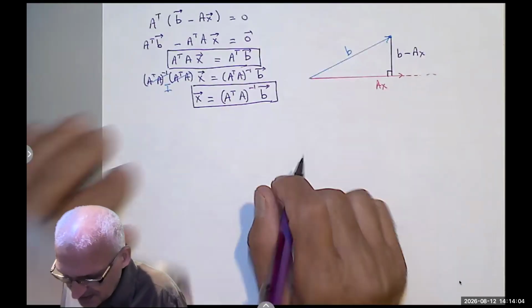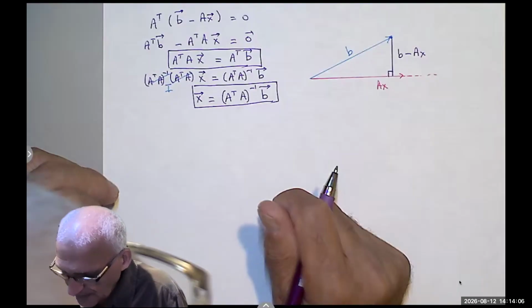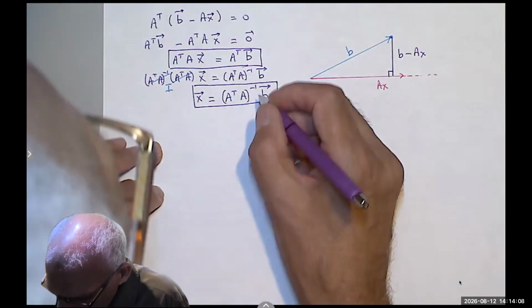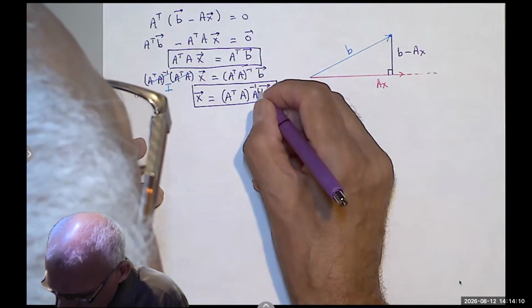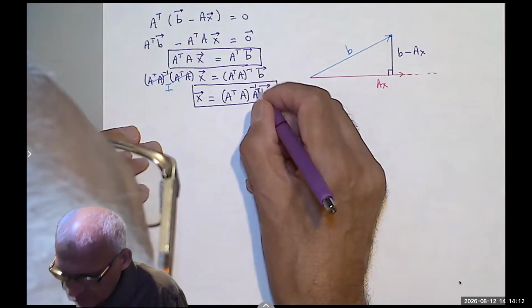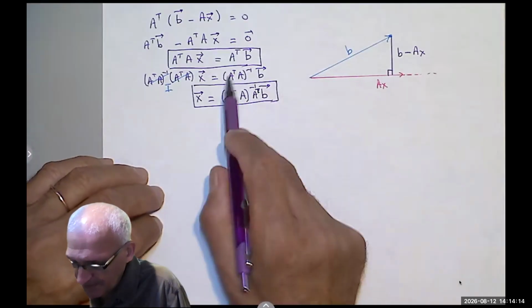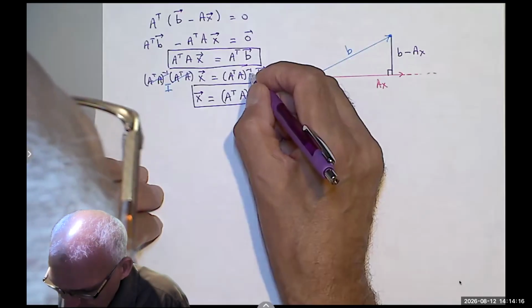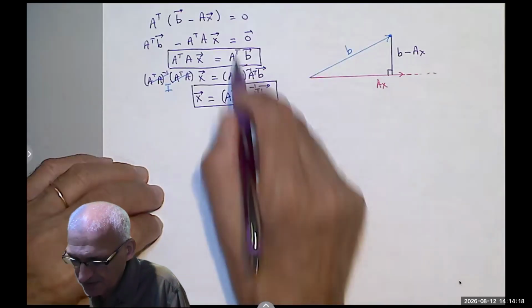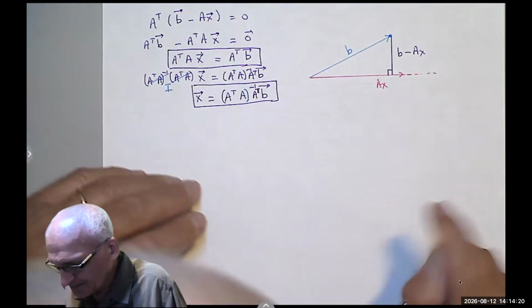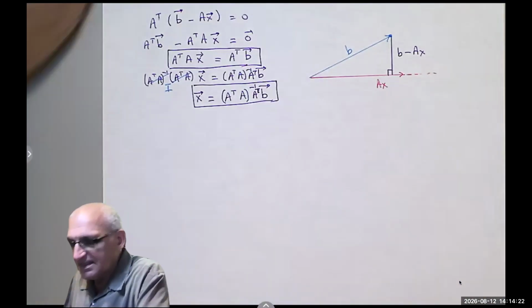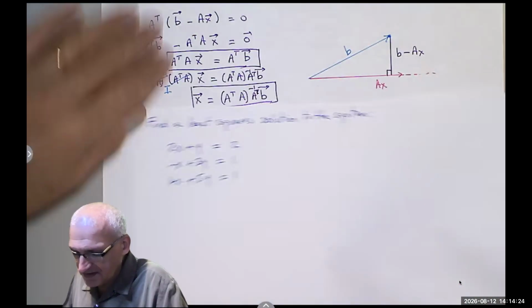It's the same idea. Oh, I'm sorry. There is an A transpose here. Right? We multiply this by A transpose. Why didn't I write A transpose? I don't know. Okay, let's take an example and it would make our lives easy.